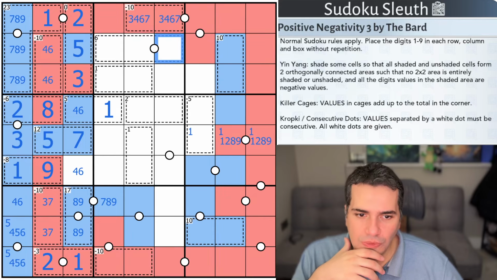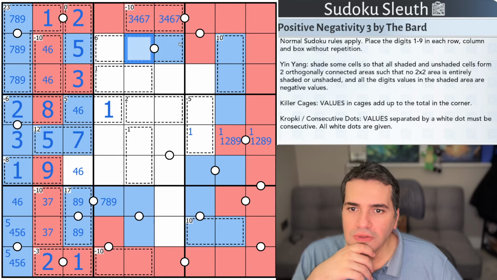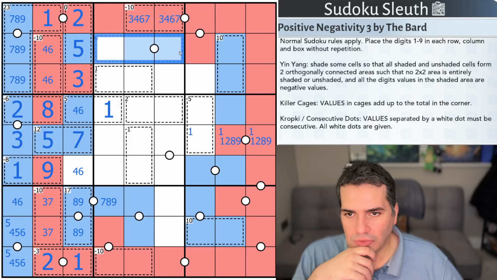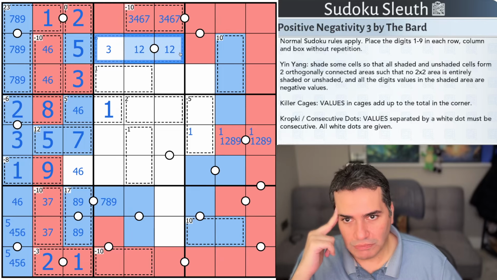Such as this is blue. 2 by 2. Consecutive, white Kropki dot has to be blue. Right, so either this is 1, 2, 3, and this is not 1, this would be 1 and 2, this would be 3. And all of that would be blue. That's totally fine. What is the other possibility in here?